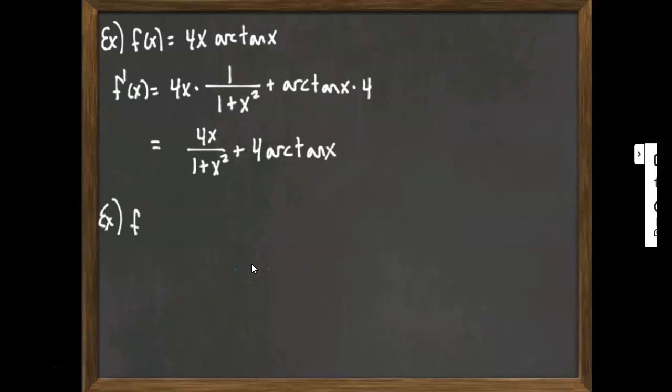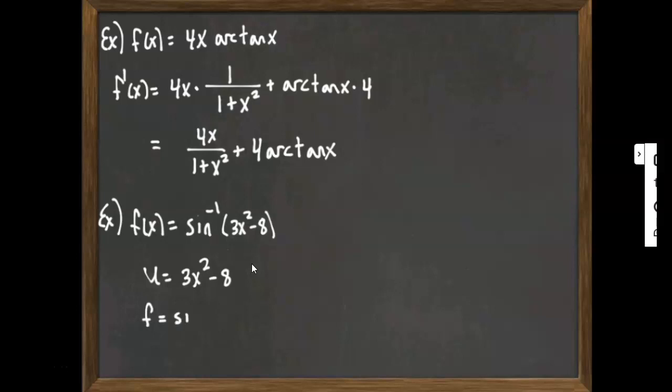Let's consider one more. F of x is equal to the inverse sine of 3x squared minus 8. So this time I'm using the inverse notation here. There is no product or quotient rule here. I'm just going to basically have to use the chain rule because I have something inside of my inverse sine function. So I would let u be my inside part, 3x squared minus 8. That would make f be inverse sine of just u.